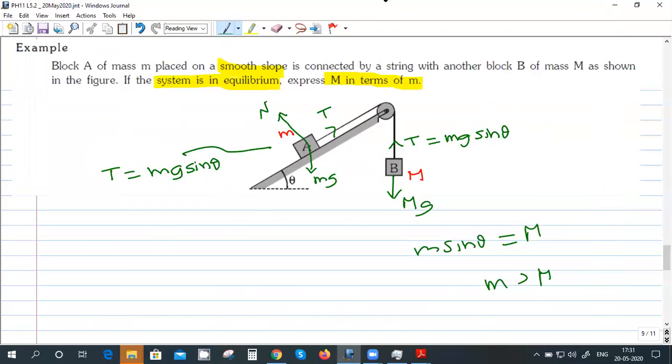Right. So a bigger mass is lying on the plane because only a component of the weight is going to contribute to the tension. But for the vertically hanging mass, the whole weight is going to contribute to the tension. So the vertical mass should be smaller. Got it? When the mass is hanging vertically, the whole weight is contributing to the tension. But for the mass on the plane, a component of the weight is contributing to the tension. So the heavier mass should be on the plane.